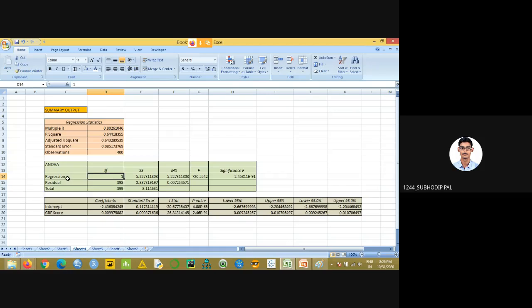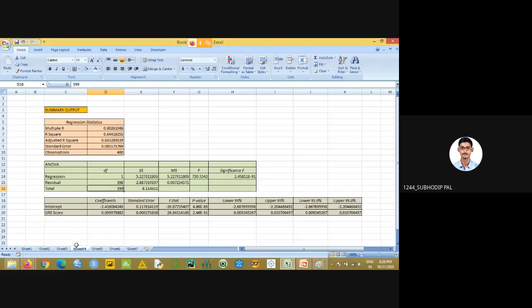And the degree of freedom for regression is the number of independent variables. How many independent variables are there? Only one, right? That is why the degree of freedom for regression is one. The degree of freedom for residual, or error, is n minus k minus 1. K is the number of independent variables. N is the total number of observations, which is 400. So 400 minus 1 minus 1 is 398. Total degree of freedom is 398 plus 1, which is 399.